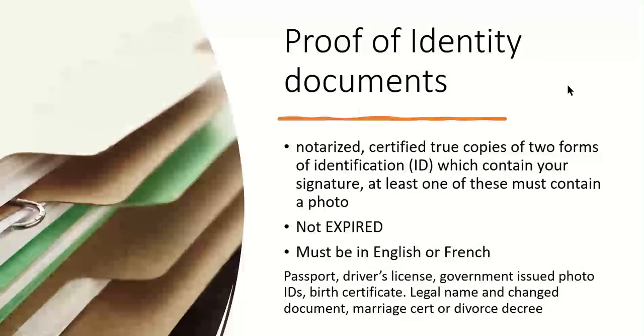The first document would be identity documents. It should be 2 pieces, and at least one must contain your signature and a photo. Photocopy those and have them certified by a legal team. Make sure the validity is not expired, and it must be in English or French. Examples are passport, driver's license, government-issued photo IDs, birth certificate, legal name change document, marriage certificate, or divorce decree.